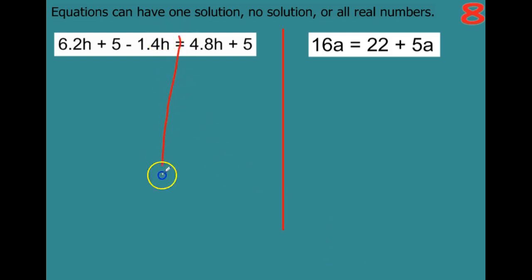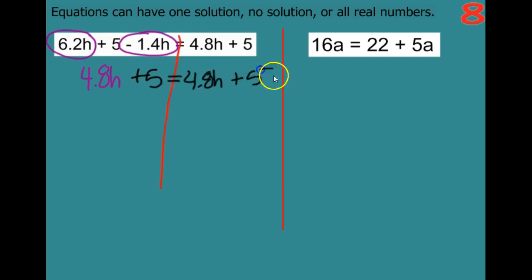Alright, let's figure out how many solutions this one has. I see more than one h here, so I'm going to combine these. 6.2 minus 1.4. Plugging this in my calculator, we get 4.8h. And then write the rest. We have plus 5 equals 4.8h plus 5. Now some of you might be able to tell right from here, hey, this is an identity. 4.8h plus 5 is the same as 4.8h plus 5.